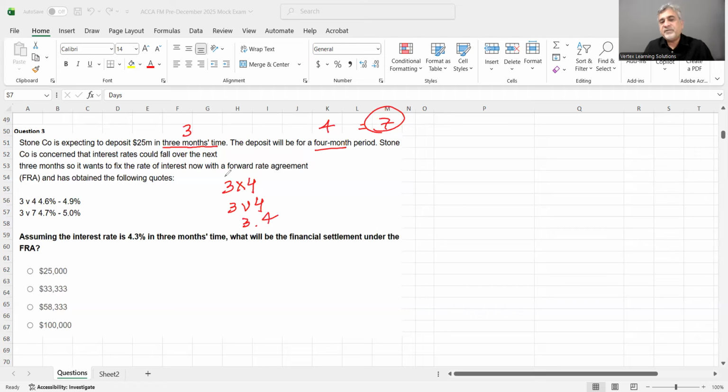That means it will start after 3 months, continue, and finish in the fourth month. So this is the starting point, and this is always the ending point. Always remember. So this first quotation is not for us. Why? Because it will start after 3 months and end in the fourth month, so it is only a 1 month deposit. We actually want three months starting in 3 months and ending in the seventh month. So this first one is not your choice.